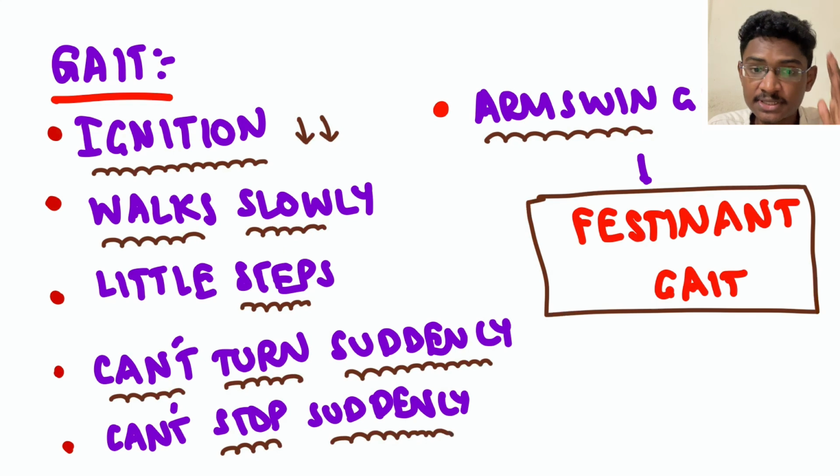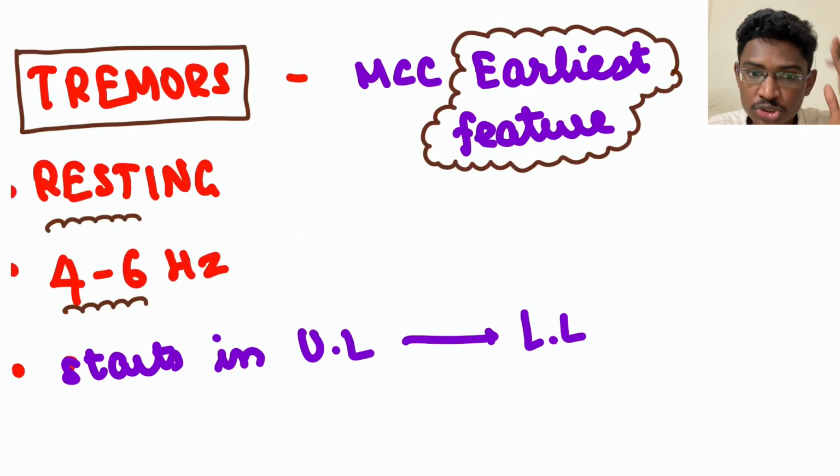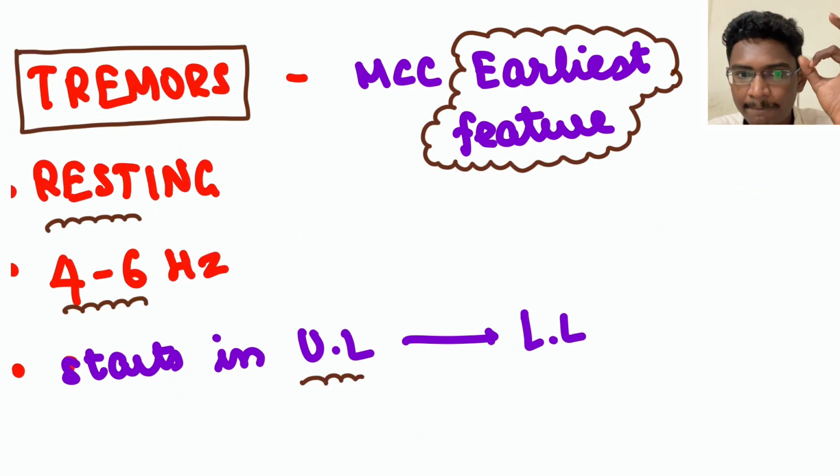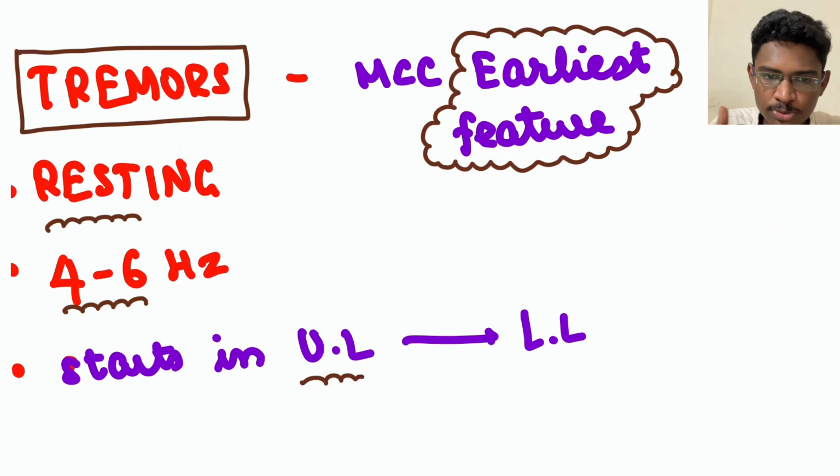Okay, next is resting tremors. You should know this important point. Resting tremor is the most common as well as the earliest finding. If you see, it will start initially in the upper limb, where we call it pill-rolling tremor. Next, it will slowly progress to the lower limb too, and the frequency you should know is 4 to 6 hertz.